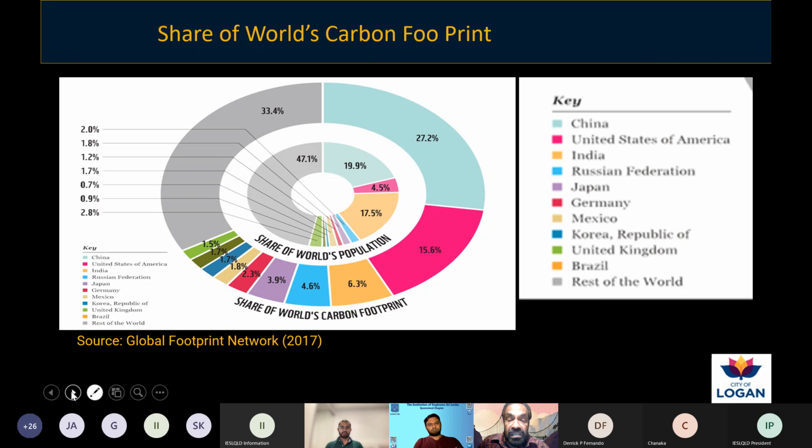But if you go to the next slide, in the outer curve, you can see 27 percent is created by China, but their population worldwide is about 20%. But in the orange one here, you can see this 15.6 percent carbon footprint is emitted by USA, but their population is 4.5%. So when you are talking about the carbon footprint, we have to go by the ratio of population. I'm not going to describe more. This is the outcome of that.